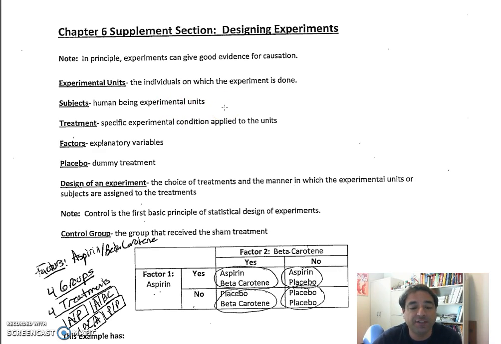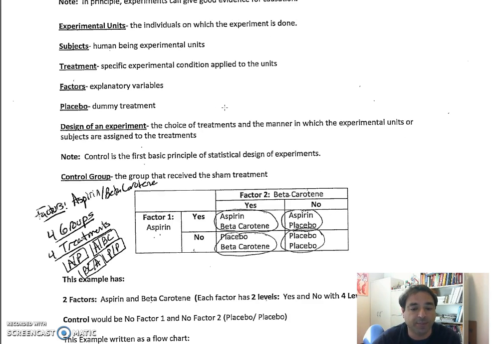Treatment is a specific experimental condition applied to the units. Factors are the explanatory variables. Placebo is the dummy treatment, and the design of the experiment is the choice of treatments and the manner in which the experimental units or subjects are assigned to the treatments. Note, control is the first basic principle of statistical design of experiments, and the control group is the group that receives the sham treatment.